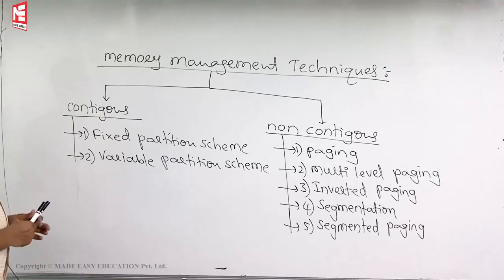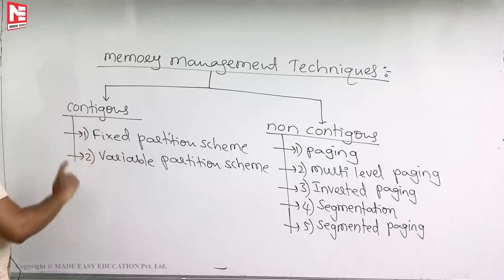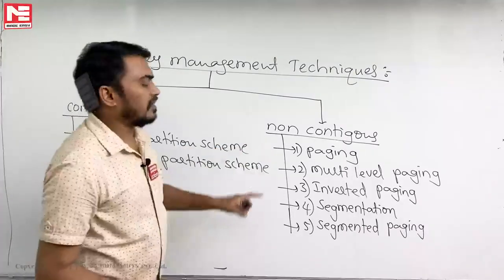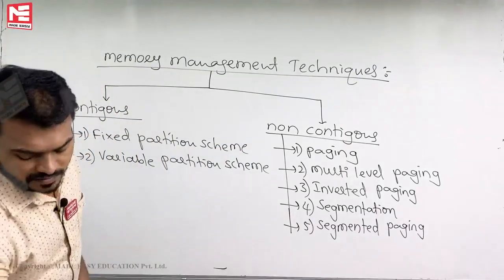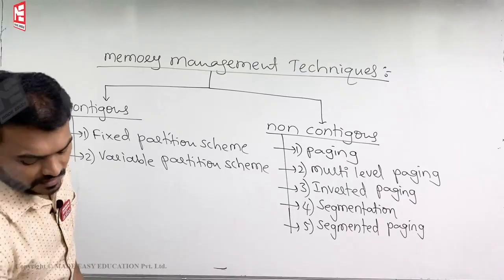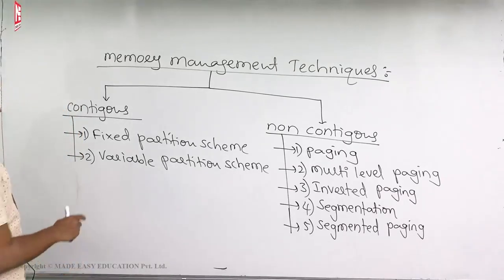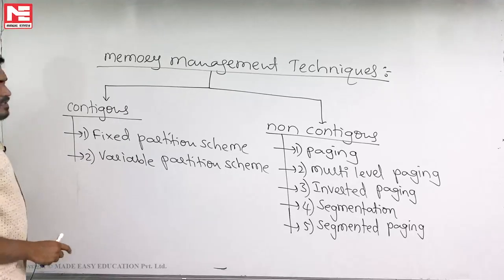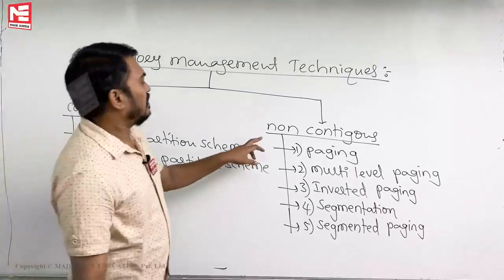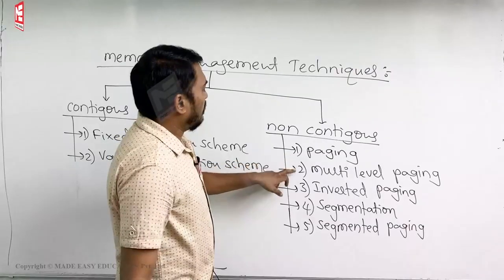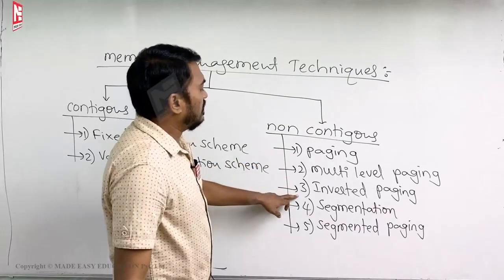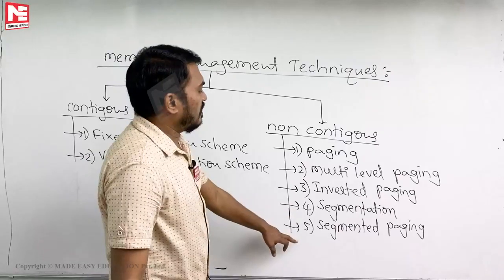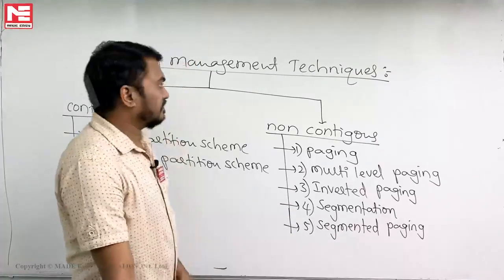Memory management techniques are categorized into two types: contiguous and non-contiguous. Please copy all this properly. In the contiguous techniques, we study the fixed partition scheme and variable partition scheme. In the non-contiguous, we'll study paging, multi-level paging, inverted paging, segmentation, and segmented paging.